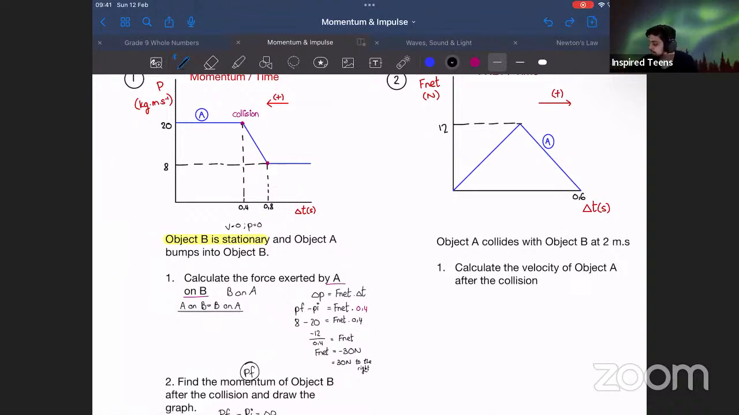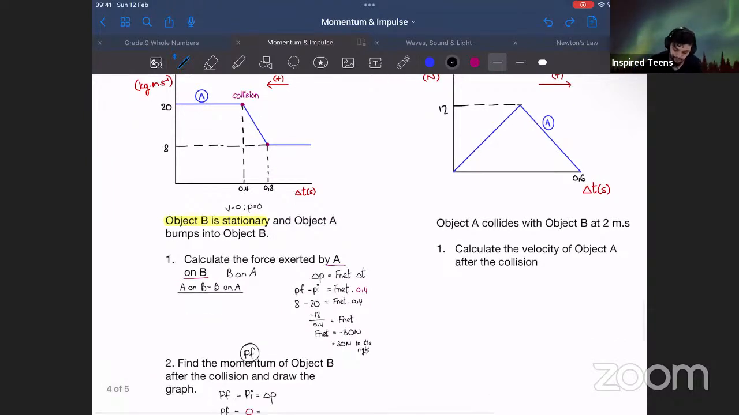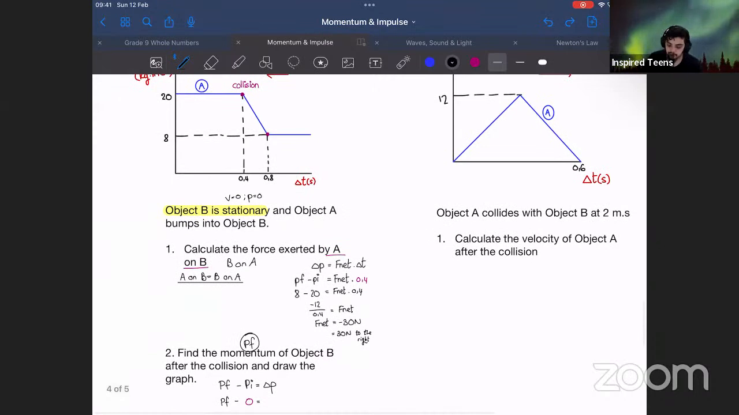How do we know the impulse, people? Someone tell me. How do we know the impulse of object B when we don't know its initial momentum? Okay, F net times delta T. Sure, we could do that.